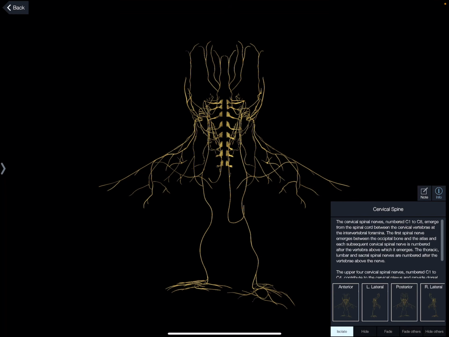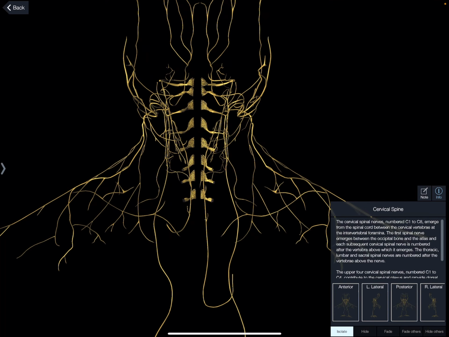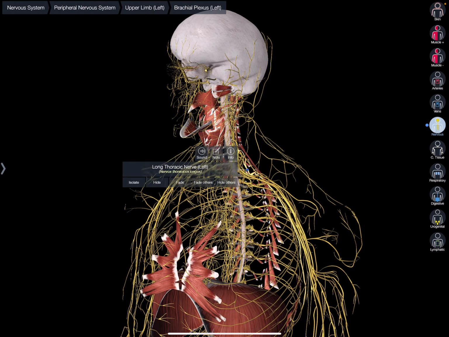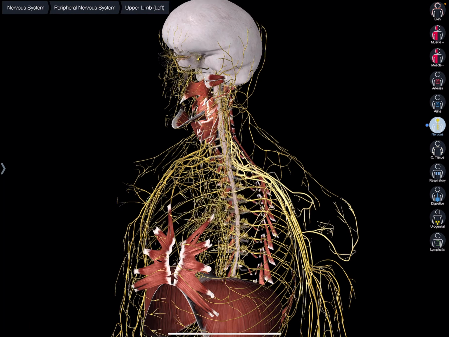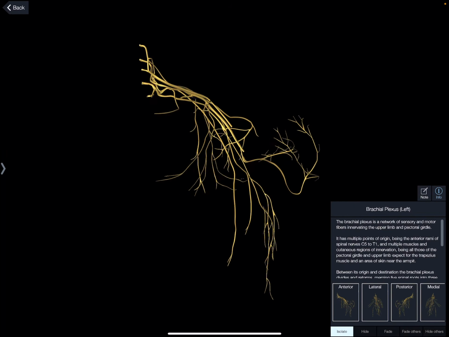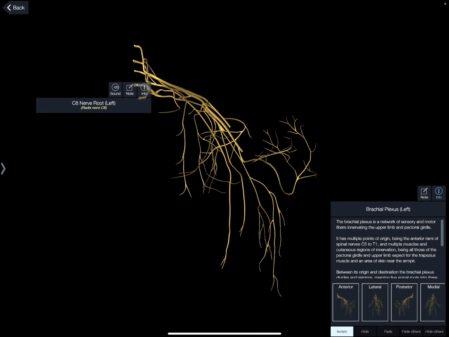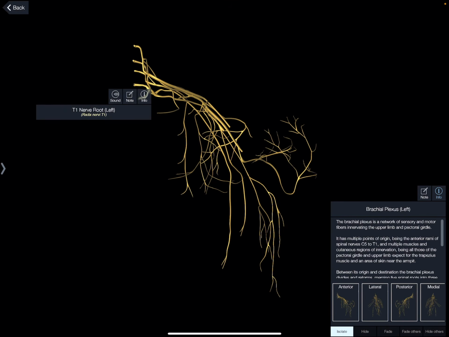All right, now what I want to have a look at is the rest of the cervical nerves, particularly C5 down to T1, thoracic 1. So if we zoom in a little bit, there's 1, 2, 3, 4. Now if we look at 5, 6, 7, 8, and then T1, what we're finding is that these form the brachial plexus. And here's the brachial plexus here. Again, we have C5, C6, 7, 8, and then thoracic nerve 1.